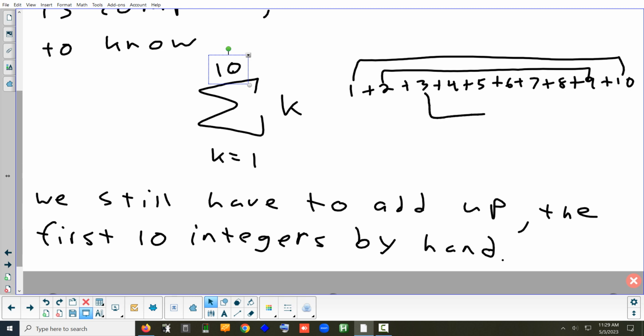And it repeats 5 times. 3 and 8 is 11. So if you look at how many pairs of things you're adding up, that's 55, because you added up 5 pairs of things that add up to 11.